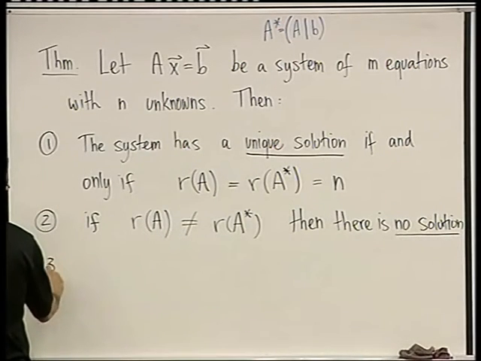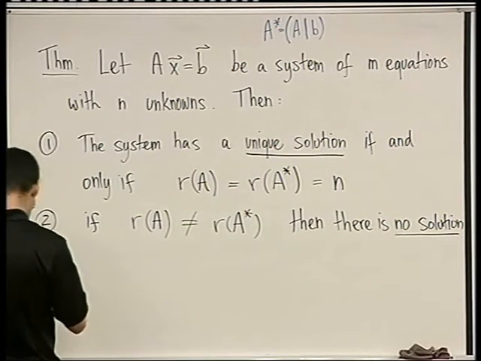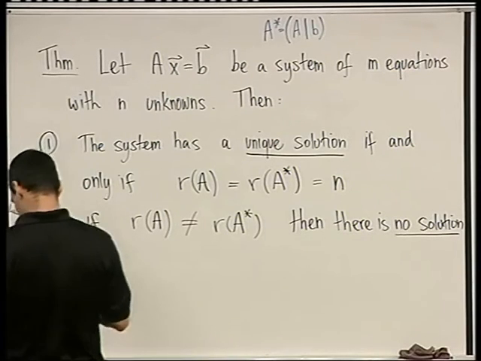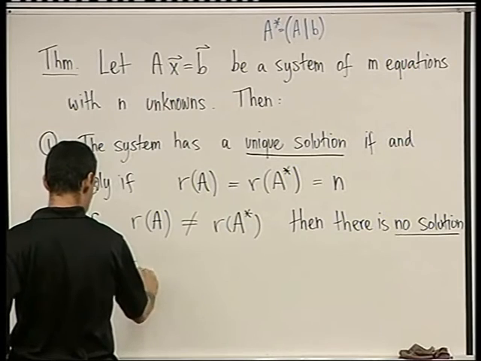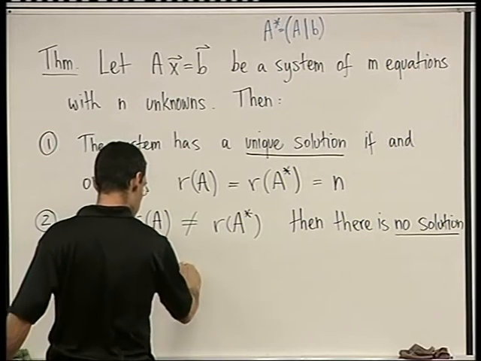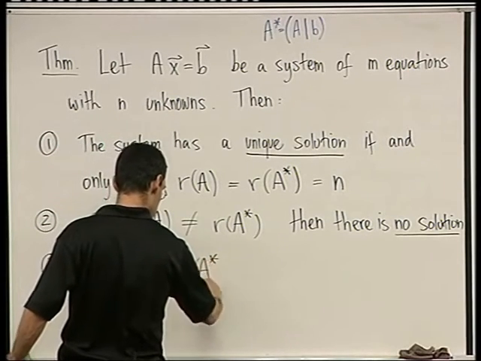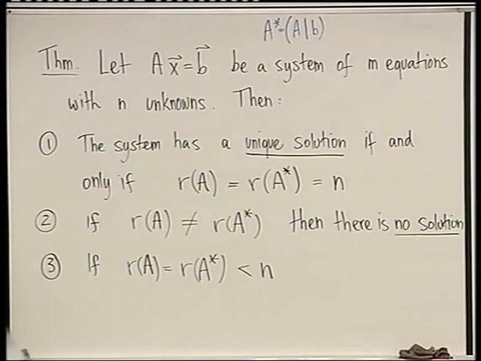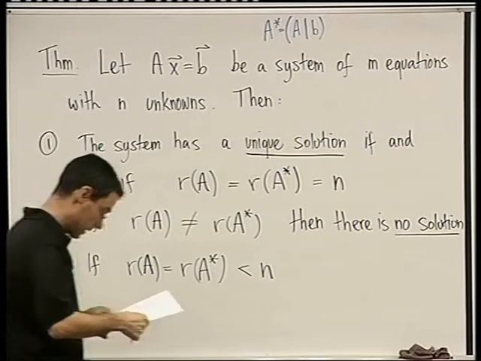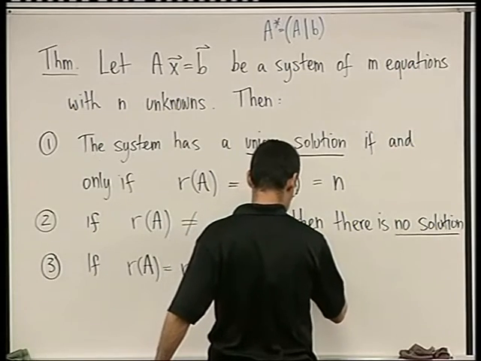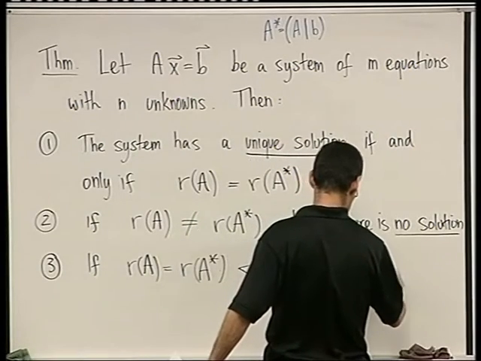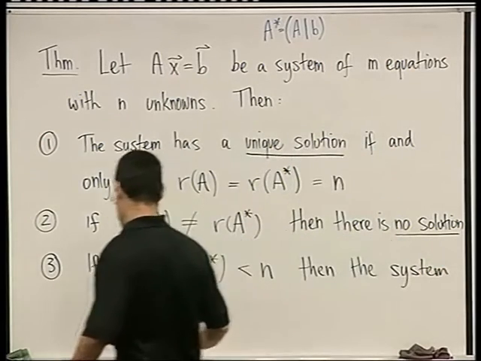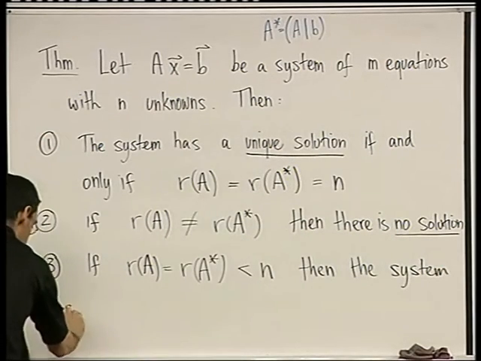And 3, if the rank of A equals the rank of A star, but it's less than the number of variables, less than n, then the system has infinitely many solutions.